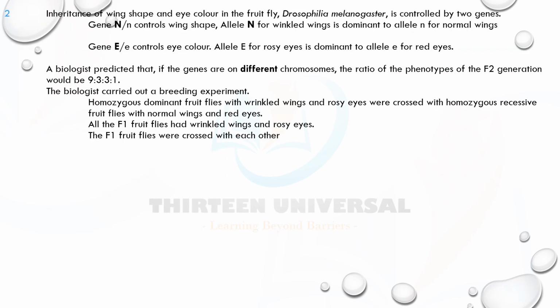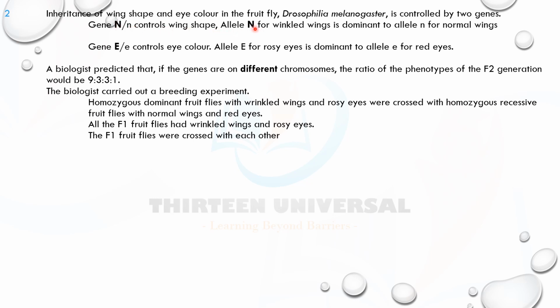Okay, this is question number 2. It is inheritance. Do you like inheritance? Inheritance of wing shape and eye color. These are 2 genes, wing shape and eye color. That's dihybrid. In the fruit fly, Drosophila melanogaster, it is controlled by 2 genes, with 2 alleles each. This capital letter controls wing shape.